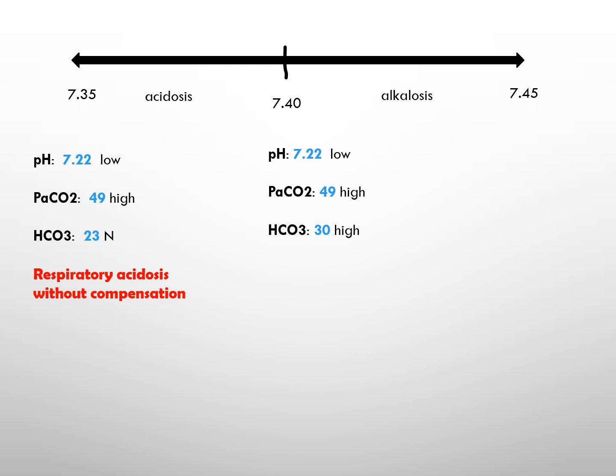In the next example, the pH is 7.22, which is low. Carbon dioxide is 49, which is above normal. So it is respiratory acidosis. And at the same time, we can see bicarbonate is also above normal. So here the compensation is happening, and we can say this is partially compensated respiratory acidosis, because here the kidneys are trying to normalize the pH, but the pH is not normal yet.